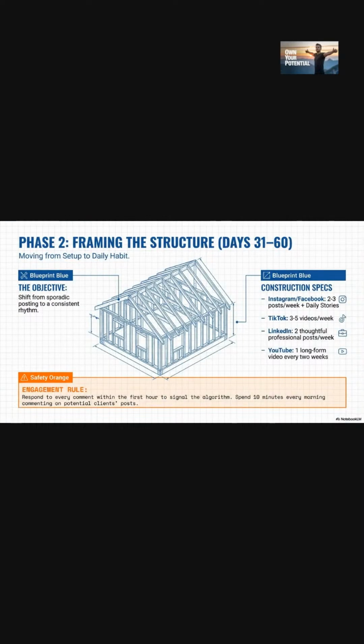Phase 2, framing the structure, baby. Now we've got through our first 30 days. Now we're day 31 through 60. So what's our objective? What's our blueprint? What are we looking to do here? We have to shift from sporadic, spontaneous postings with content with no rhythm. You have to be consistently in a certain rhythm. People will come to watch what they know you provide.